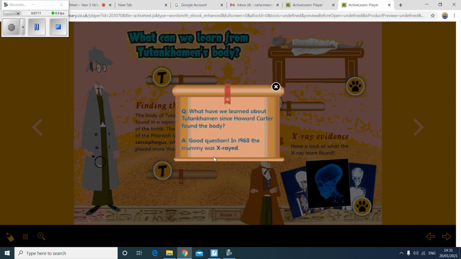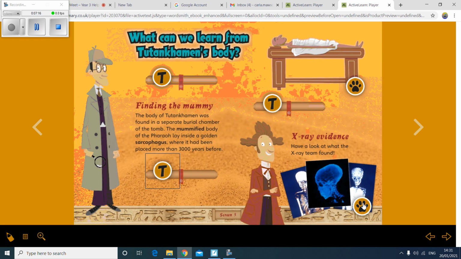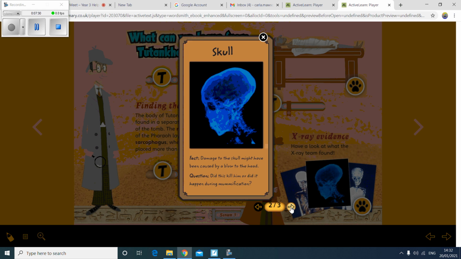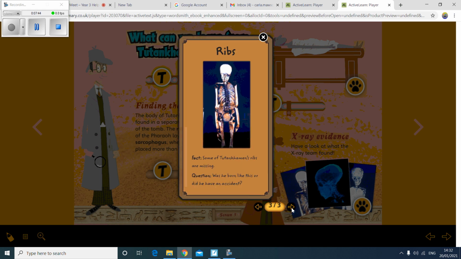So that might be a bullet point there to add in, 1968 is when his body was x-rayed. And here we have some good evidence of what happened to his body. We've got the spine being bent there. We might want to question why that is, because he was so young. There was damage to the skull, so it could have been caused by a blow to the head. So we could think about whether that was what killed him, or did it happen during mummification, or did Howard Carter and his team drop the body? And then the last one, the ribs were missing. Again, was he born like that, or did he have an accident?